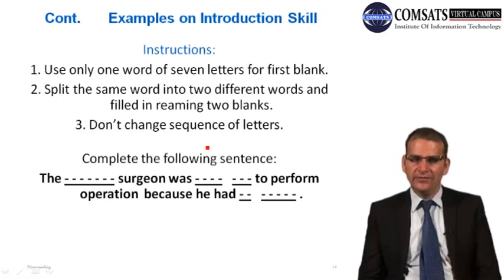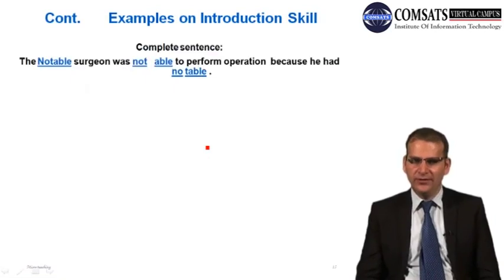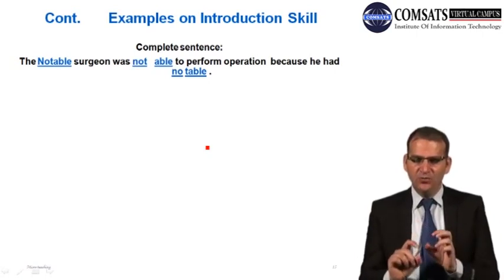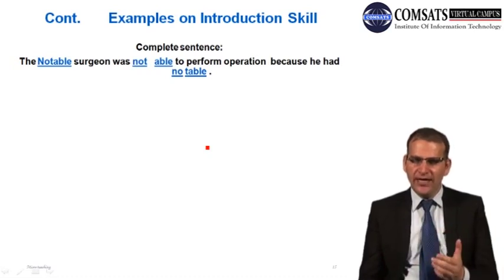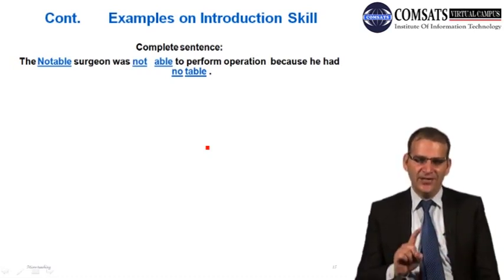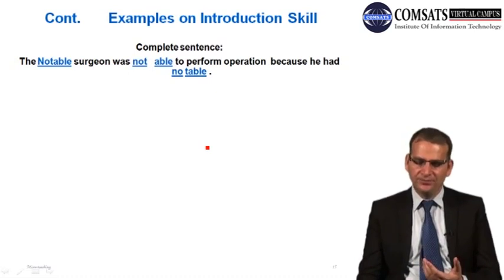The dash surgeon, for example, the notable surgeon, N-O-T-A-B-L-E. The notable surgeon was dash dash to perform operation. Try, here you are. The notable surgeon was not able, see, not able, split, to perform operation because he had no table. Again, no table. I hope you understand. So this is an example of introduction skill.